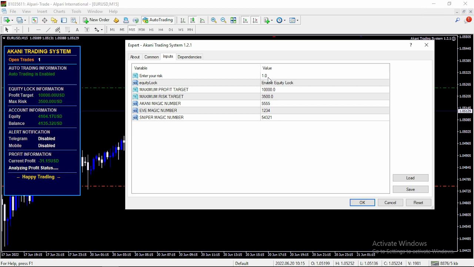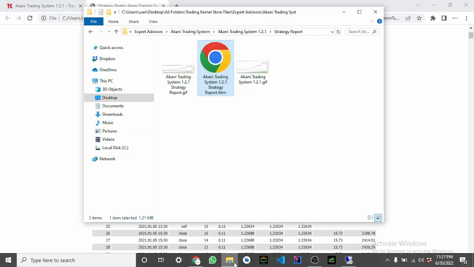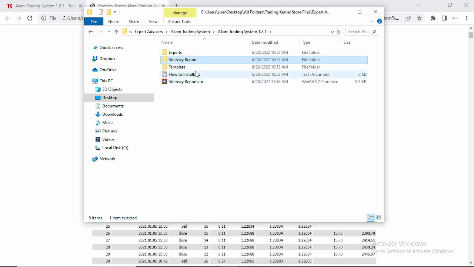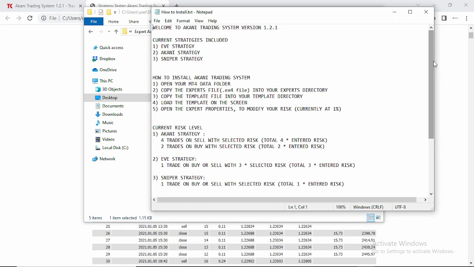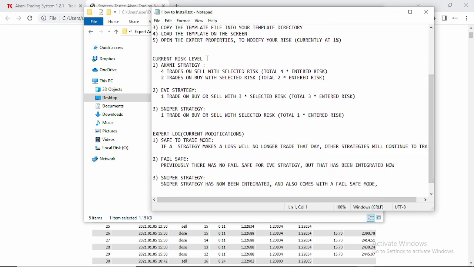So let's go over to our folder and look at how this works. Let's go to our installations here and look at the current risk levels. Like I said previously, the Akani trading system has three strategies. The first is the Akani strategy, the second is the Eve strategy, and the third is the sniper strategy. The Akani strategy enters four trades on sell with selected risk.